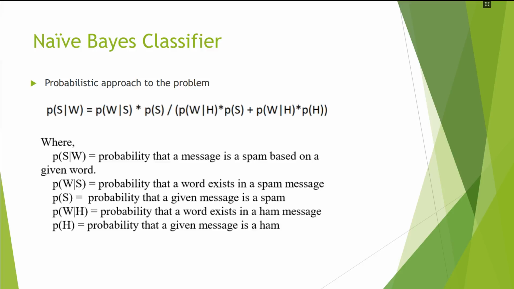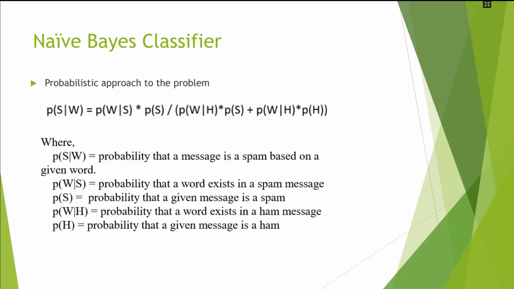The naive Bayes classifier is a probabilistic approach to the problem. So we use probabilities in classifying whether a mail is a spam or ham. Coming to the equation, we'll compute the probabilities with the training set, and then with each test set we do the same and get the final answer.